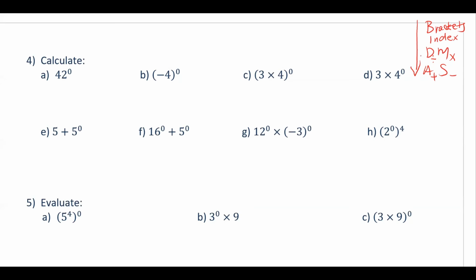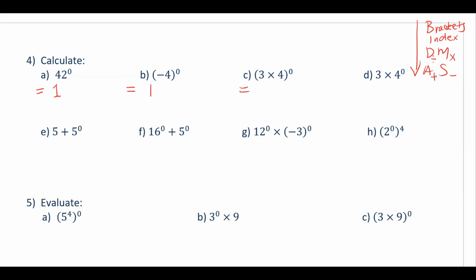Okay, question 4a. 42 to the power of 0. According to the law that we've just learned about, any non-zero base to the power of 0 is equal to 1. So the answer is simply 1. Part B. There is a bracket around -4, so it means that the index of 0 is applied to all of -4. Hence, anything to the power of 0 is also 1.